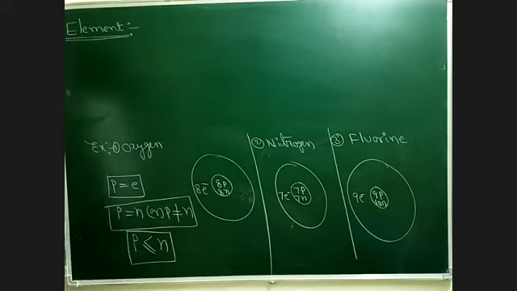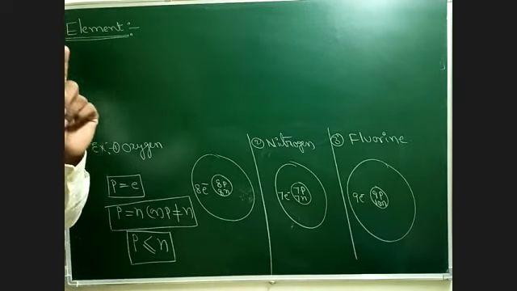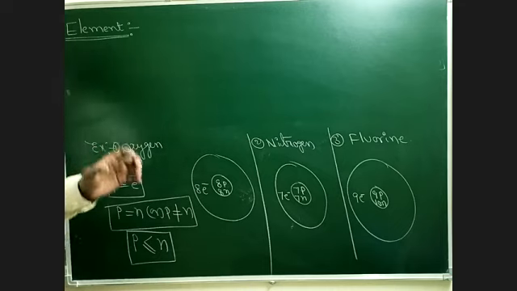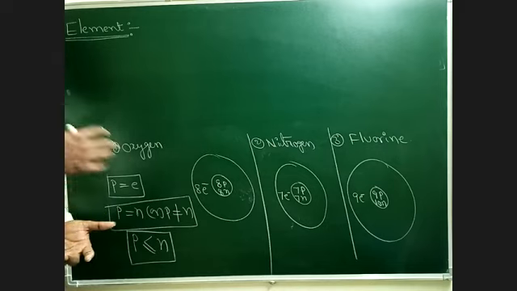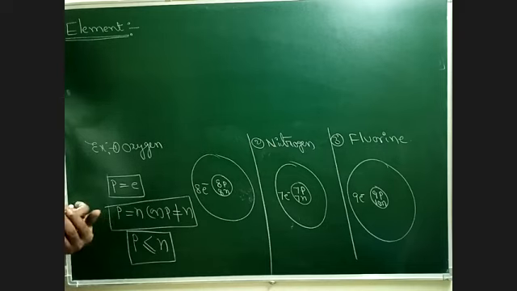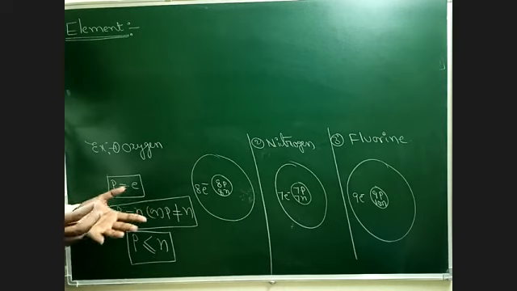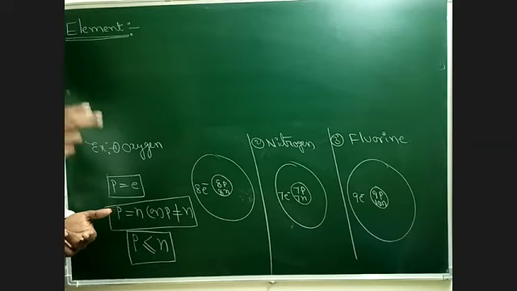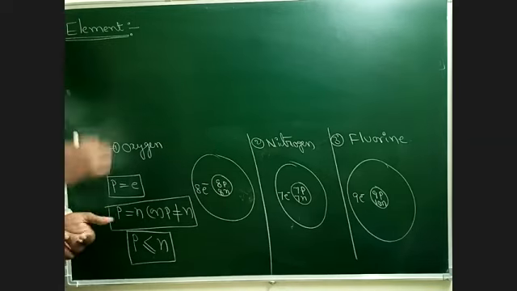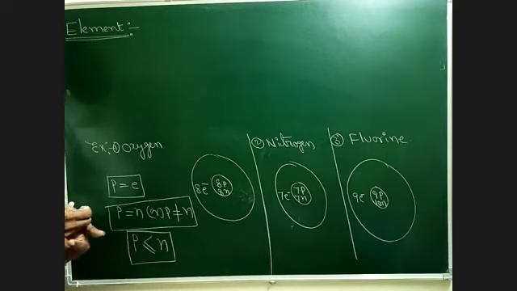Element is a pure substance. Pure means which contains the same kind. Suppose in a class, if all students are boys, then the class is pure because of the same gender. Suppose if there are both boys and girls, then I can say it is an impure class because there are two types of genders. Similarly, here pure means same kind. So element consists of same kind of atoms.